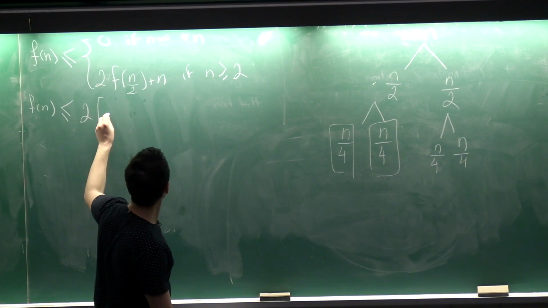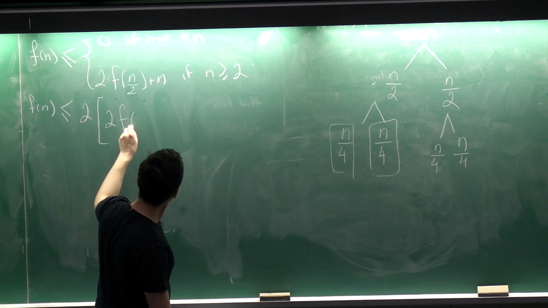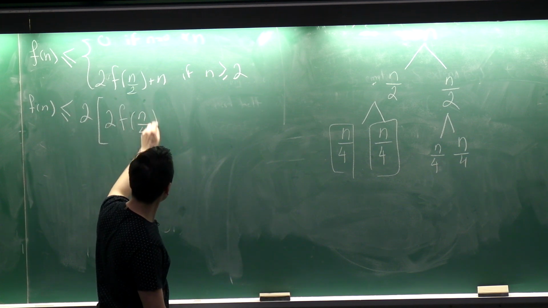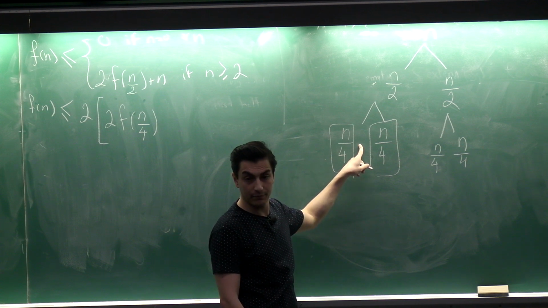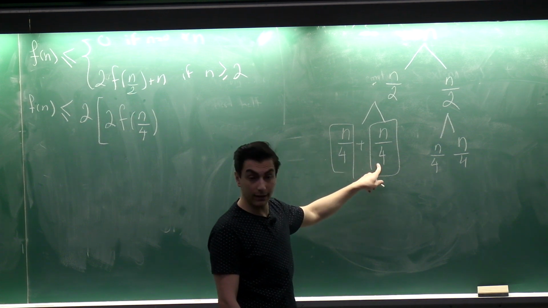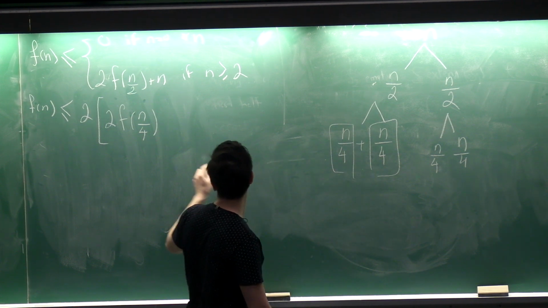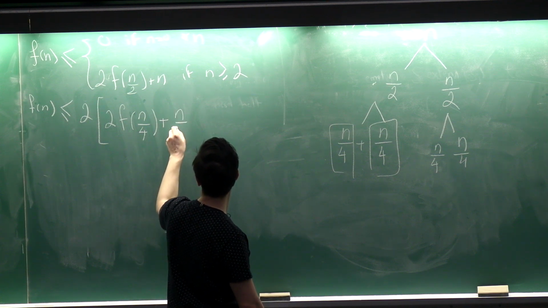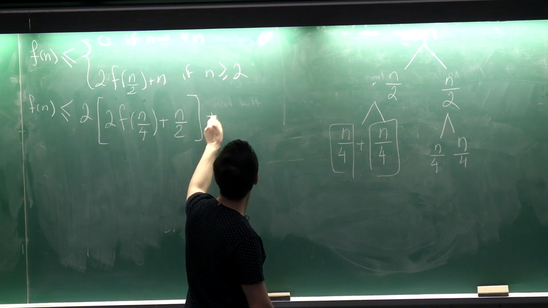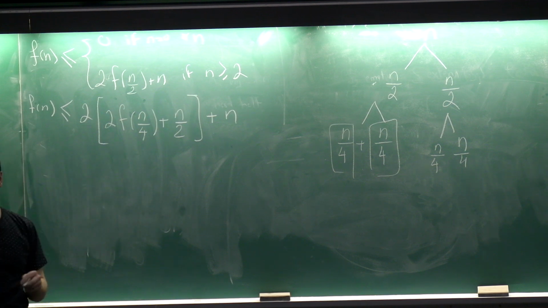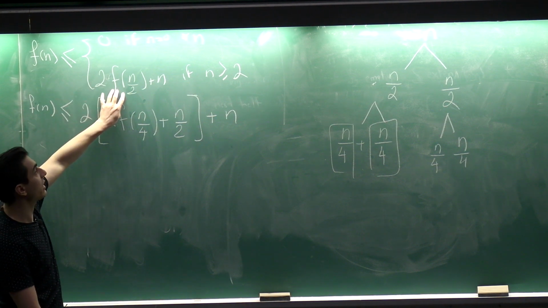So this is going to be 2f(n/4). Plus it's going to merge them. What is the length total? It's n over 2 plus n over 2. Is this clear? So we're just going from here, right?